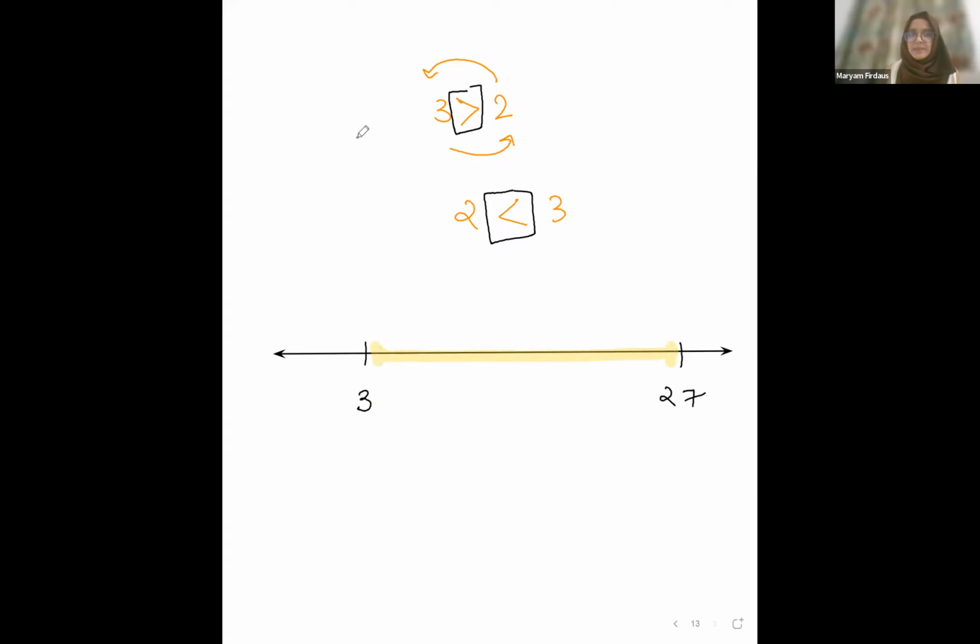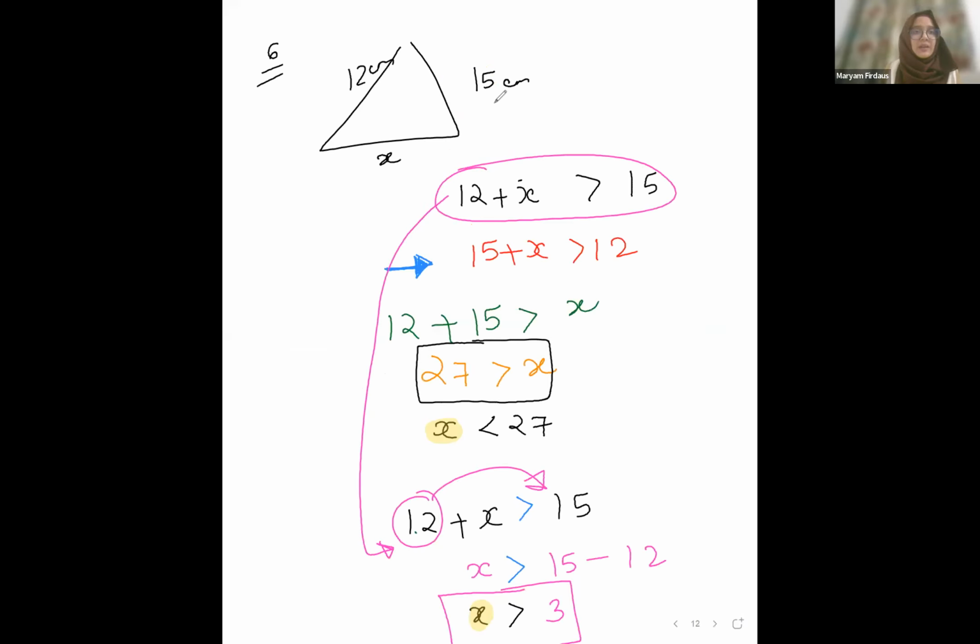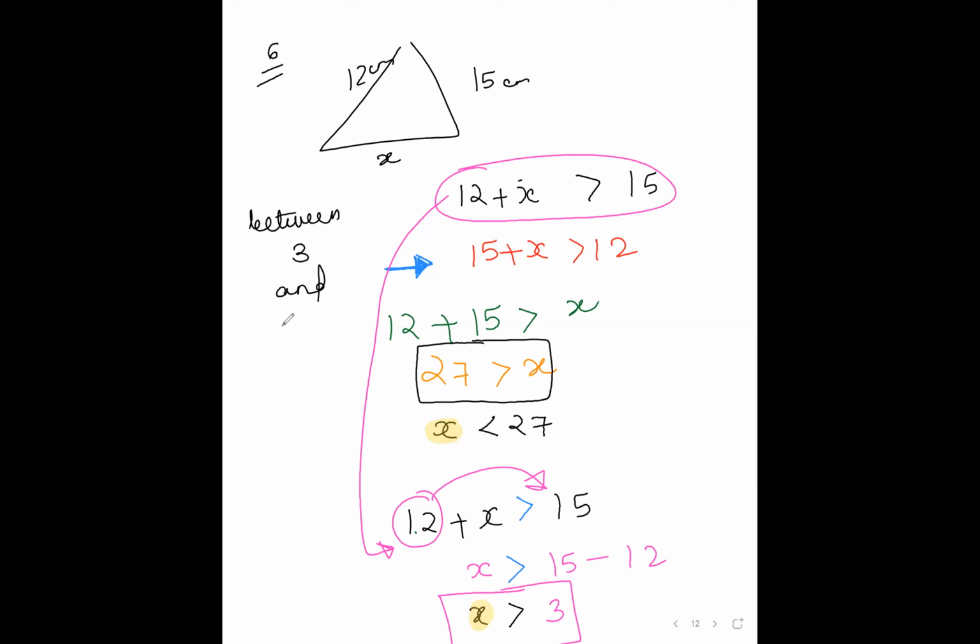Are you understanding? So this x can be anything. We are not defining it. We're not saying that it has to be this particular number. It can be any number between 3 and 27. So Hiba, you pick up any number between 3 and 27. 11. Very good.